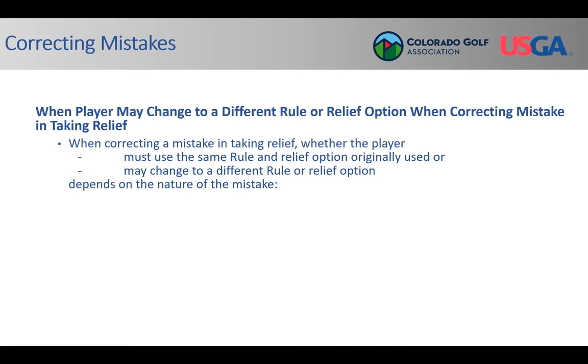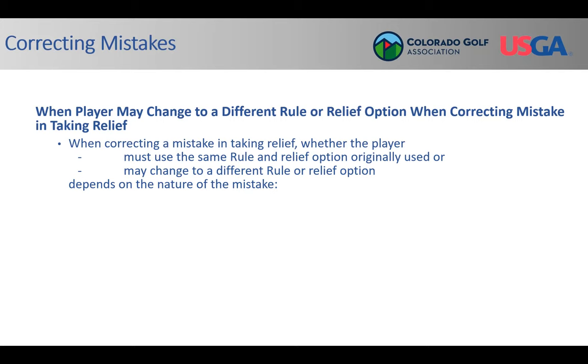And I want to preface this by saying that anytime that we're changing to a different rule or changing to a different relief option or changing where we might be dropping that golf ball, before we make those corrections, we're going to be stuck with what we got right. So if we got right the rule we're using, if the rule applied to our situation, we got that right, we're going to be stuck with that rule. If we got a bunch of different things right, we're going to be stuck with all of those different things.